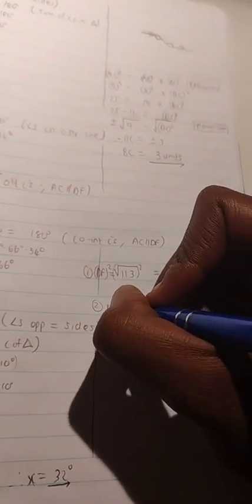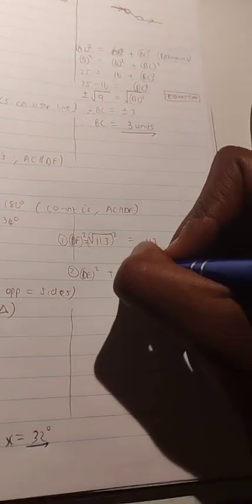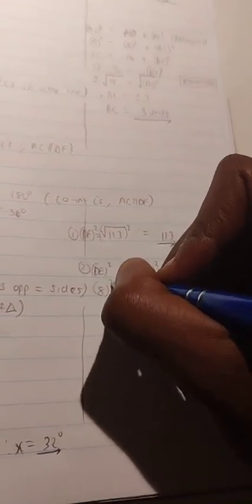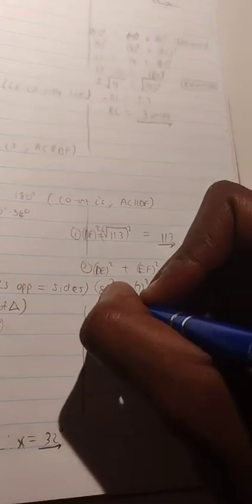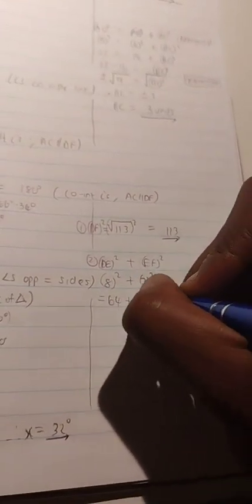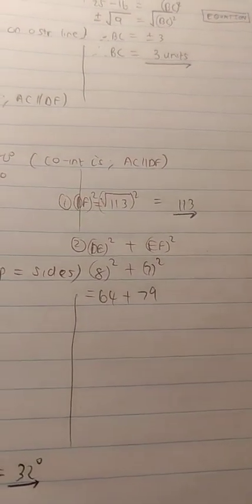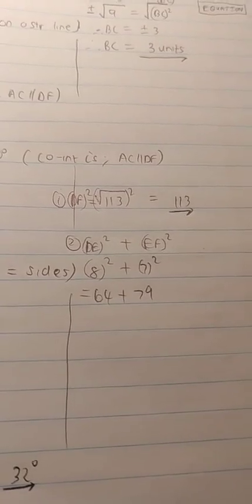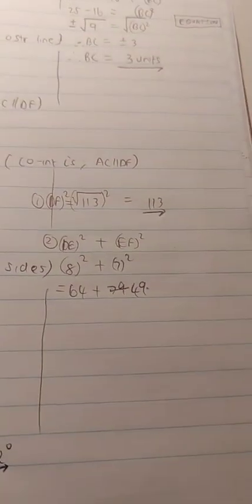So if we take DE and we square it, then we take EF and we square it and then add the two together, which means 8 squared plus 7 squared. That gives us 64 plus 79. Let's be very careful. It's 64 plus, oh sorry, not 79, 49. What am I doing here?